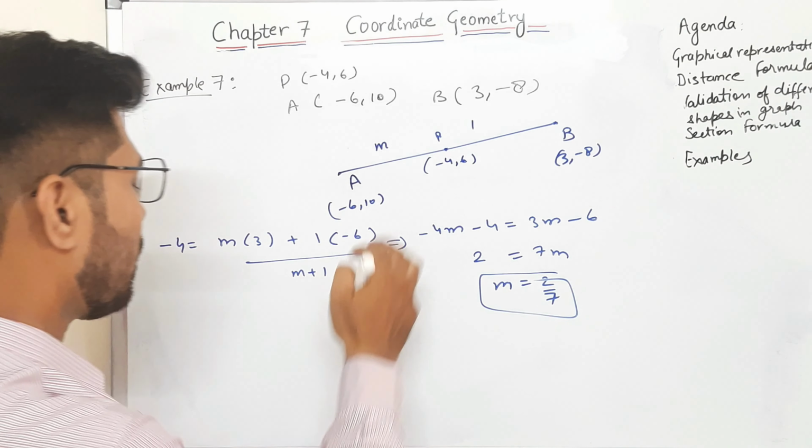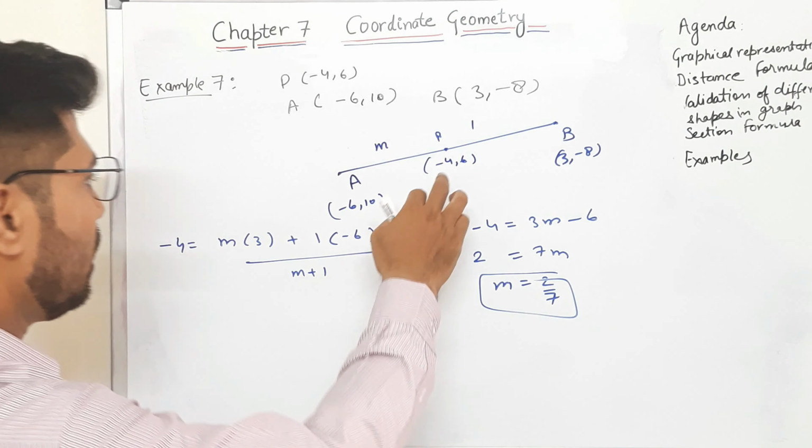We can also re-verify. Let's take the y coordinate, which is 6. So 6 is (m times -8 plus 1 times 10) upon (m plus 1). You will get 6m plus 6 is equal to -8m plus 10. So you will get 14m equal to 4, m is equal to 2 upon 7. So again we re-verified using the y coordinate. In this example we verified that P divides the line segment AB in the ratio 2:7.